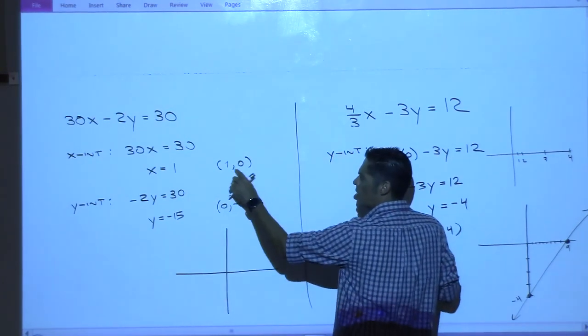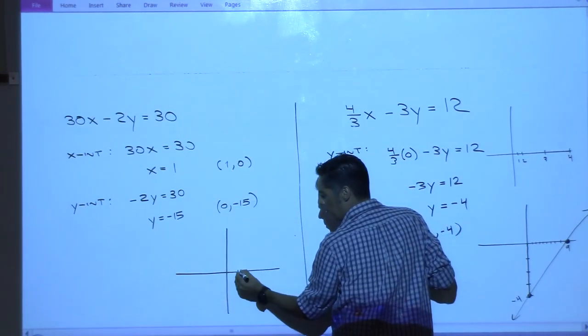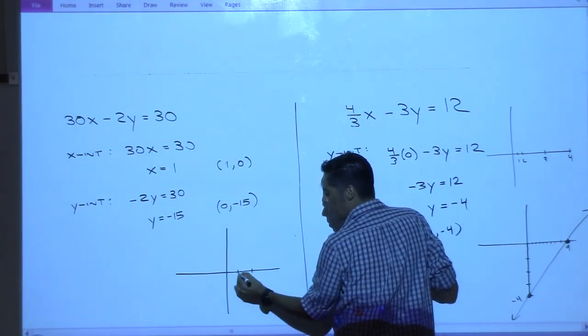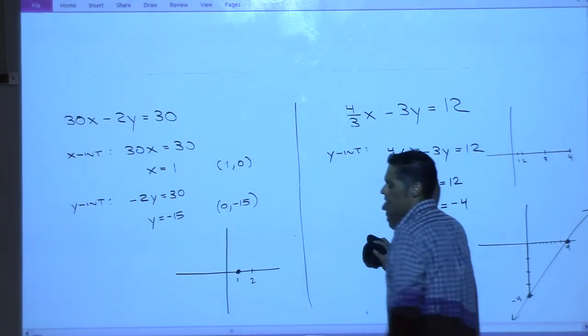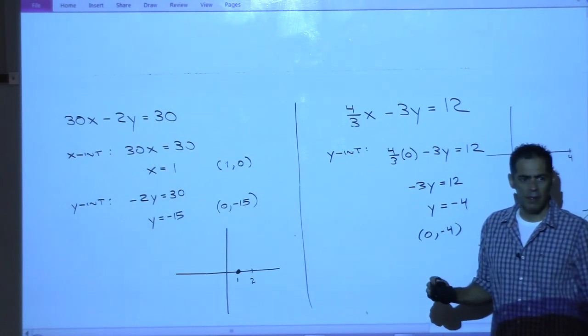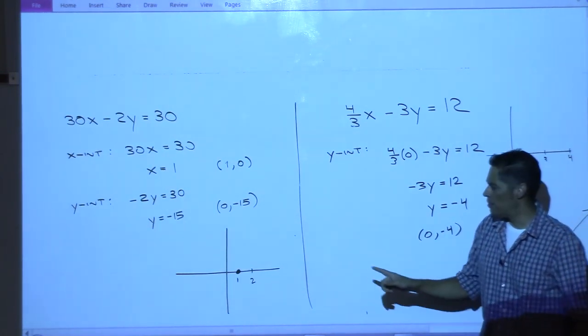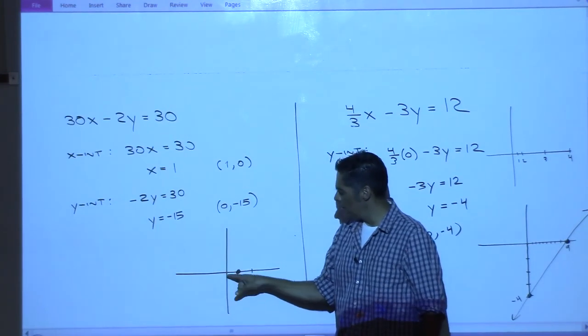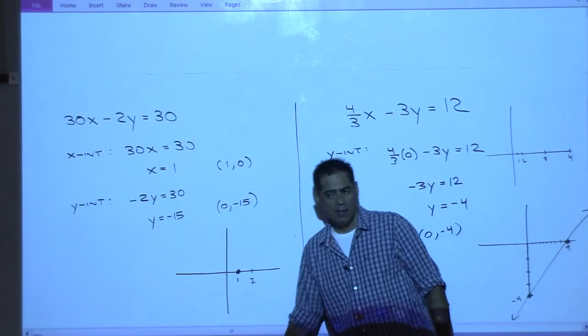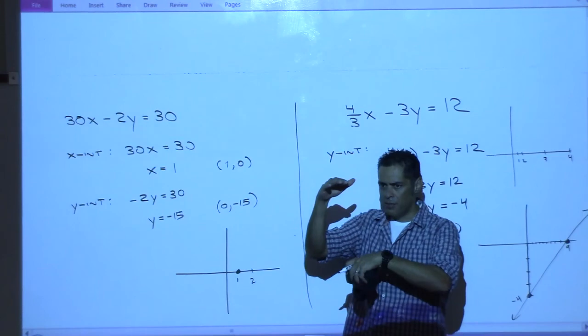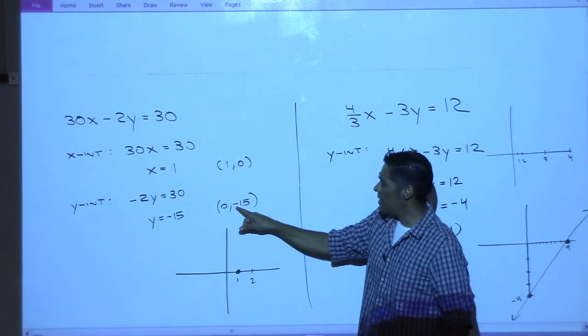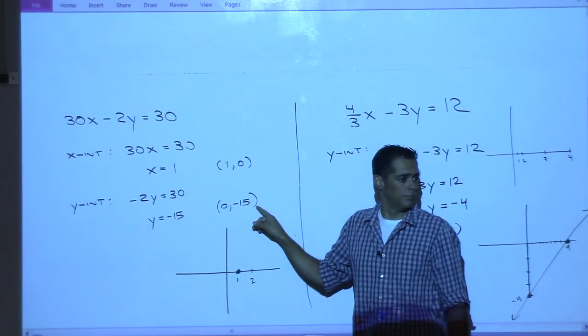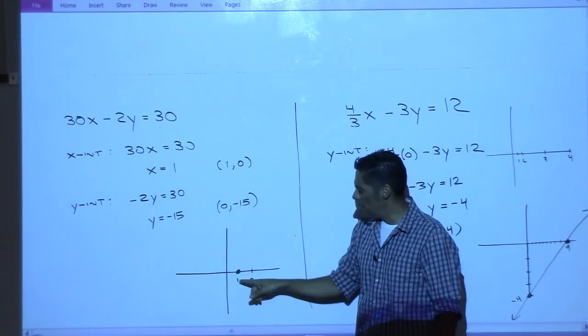If I go to graph this, (1, 0), if I say, okay, this is 1, this is 2, (1, 0) is here. Now, do you see what I'm going to run into here as a problem if I continue with this graph? (0, negative 15). If I use 1 like this, then I'm going to be way down here, right? Which I may not have enough space for. Or what if this was negative 150? Then I'd have to go way down there.